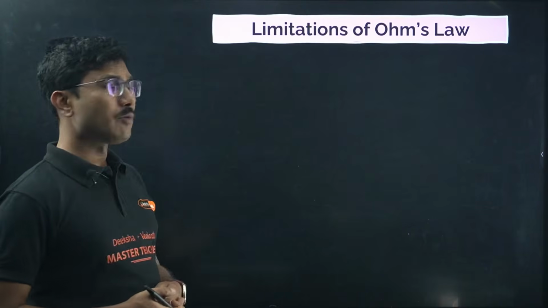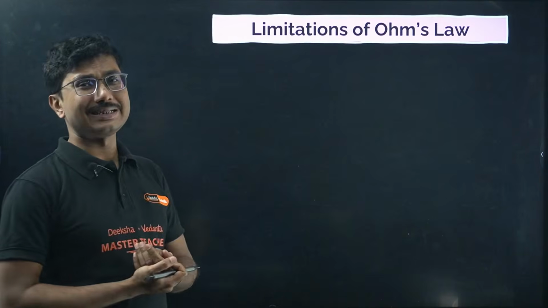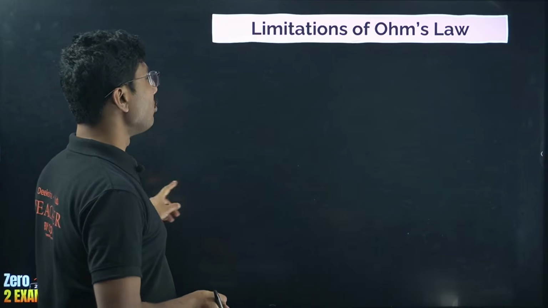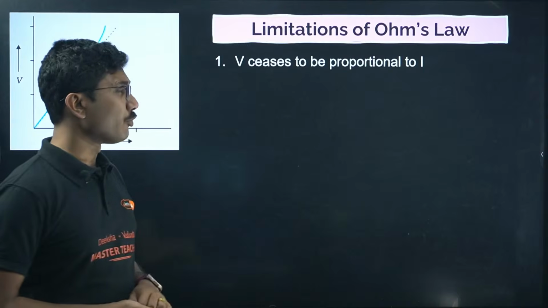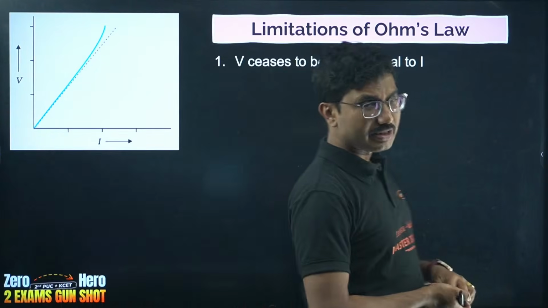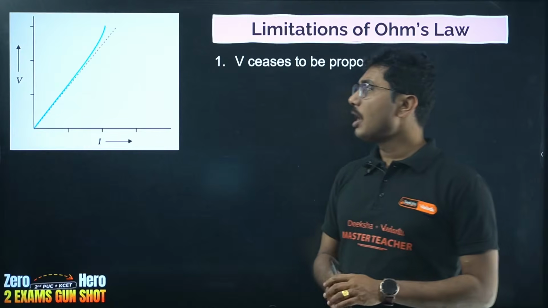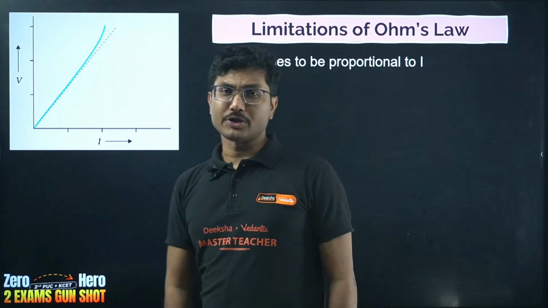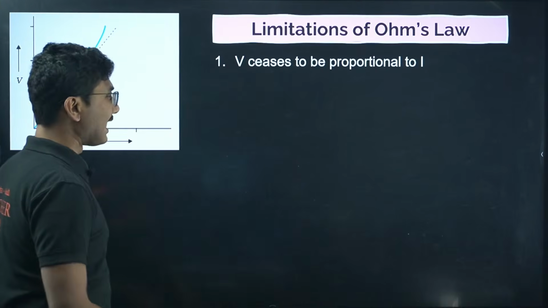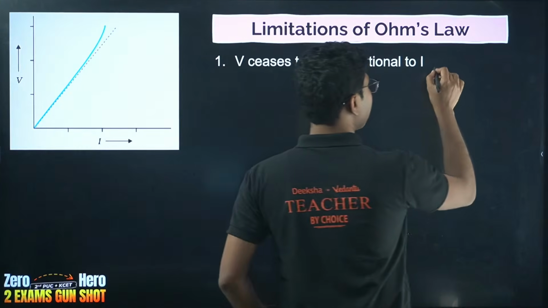Now, limitations of Ohm's law. So we have studied Ohm's law. Now let's see a few limitations of Ohm's law. First of all, V ceases to be proportional to I. We know that V is proportional to I, that is Ohm's law, but in a particular case, V is no longer proportional to I, and that happens at very high temperature.